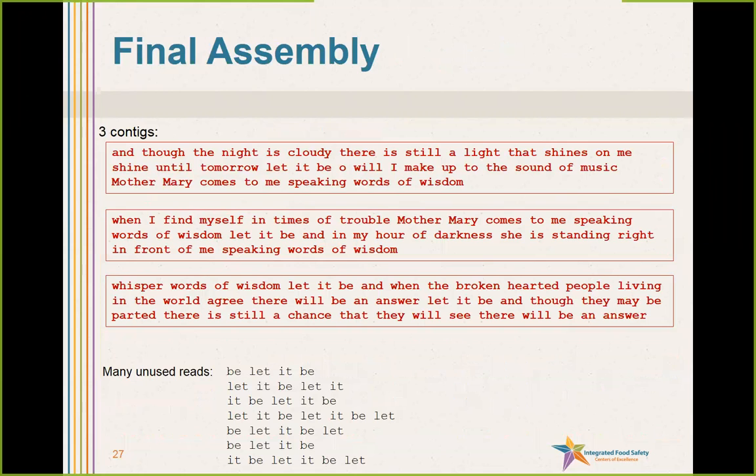Once you put together the final assembly, you also might have areas of the genome where you didn't have enough confidence they belonged, where you essentially didn't have good coverage, so you wouldn't include them.